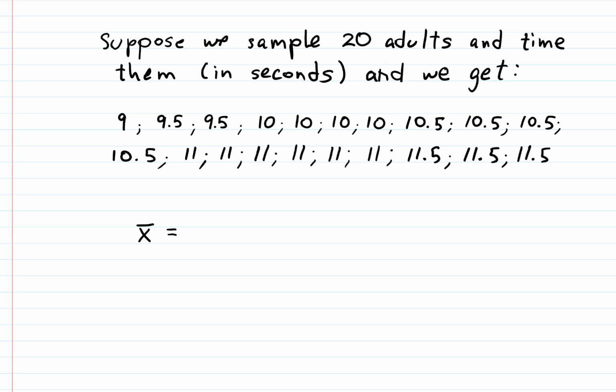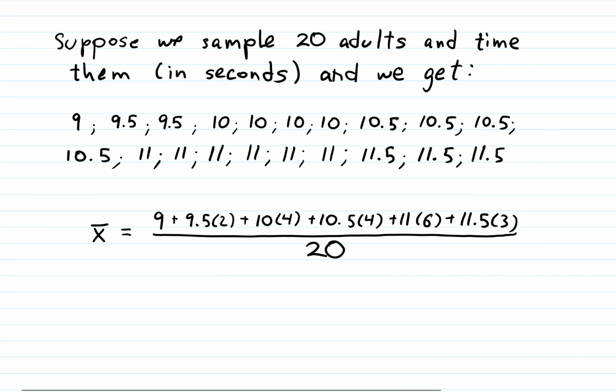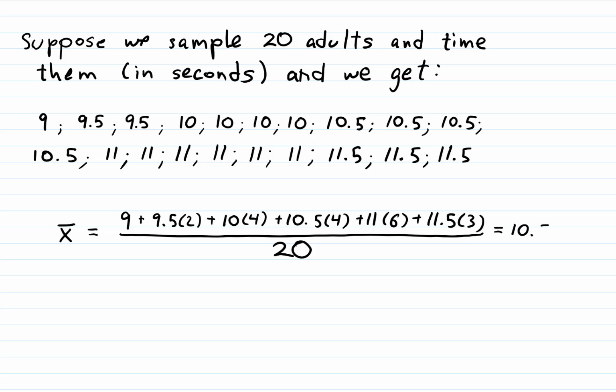So we're going to add up all of the numbers. So there's a 9, and there's two 9.5s, and there's four 10s, and four 10.5s, and six 11s, and three 11.5s. And that makes up the 20 numbers. Okay, and what we come out with from that is 10.525. That's our sample mean. Okay?